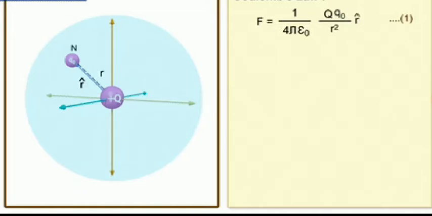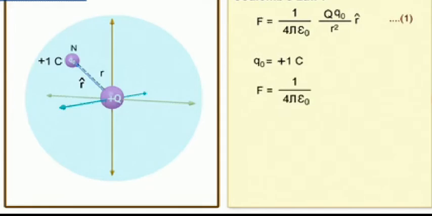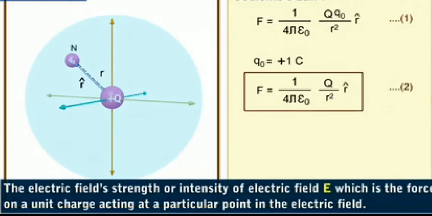Now, if q0 is a unit positive charge, that is, q0 equal to plus 1 coulomb, then the electrostatic force as denoted by equation 1 will be 1 by 4 pi epsilon naught q by r square into r cap. Let us label it as equation 2. Equation 2 indicates the electric field strength or intensity of electric field E, which is the force on a unit charge acting at a particular point in the electric field.